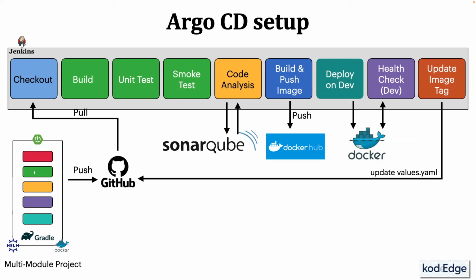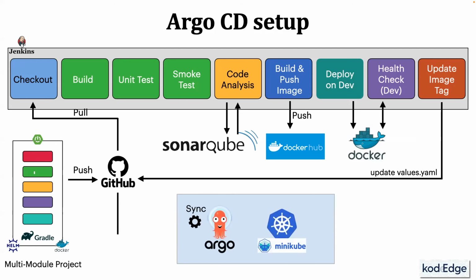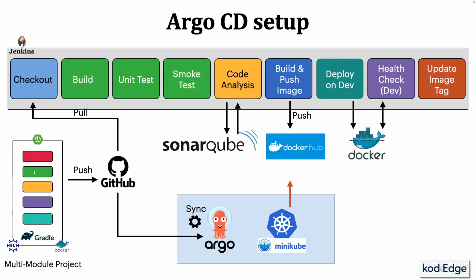So once the tag is updated, ArgoCD will automatically do a sync operation and deploy the application by creating the pods. ArgoCD will pull the Docker image from Docker Hub using the updated image tag from the values.yaml file while launching the new pods, and the application will be ready for use.